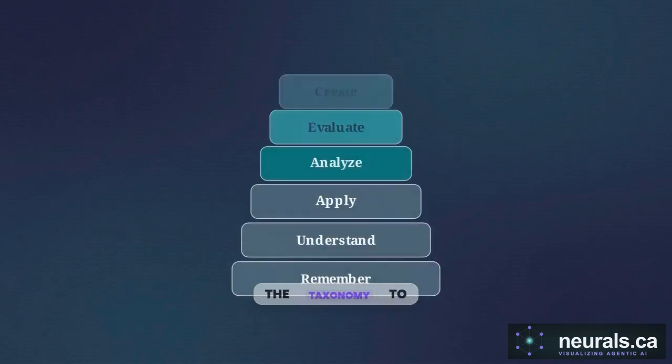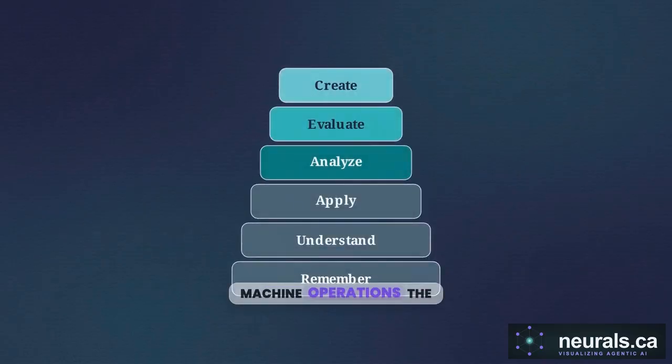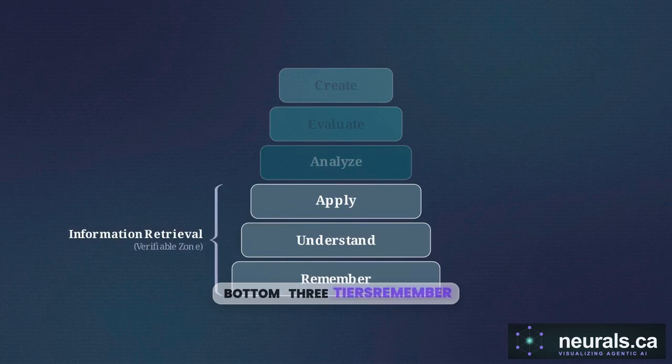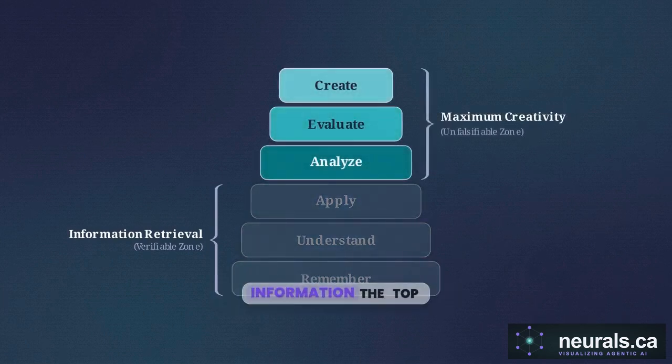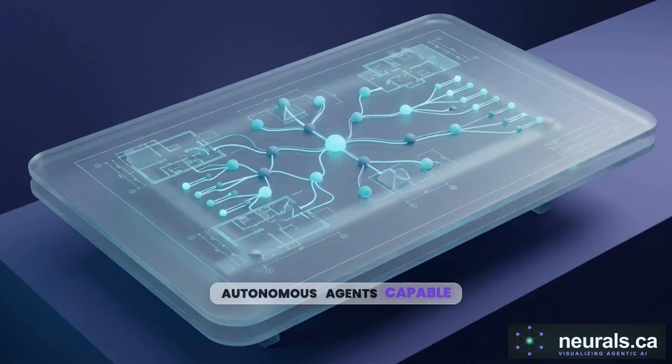This diagram maps the taxonomy to machine operations. The bottom three tiers, remember, understand, apply, represent low cognitive load, strictly retrieving existing information. The top three tiers, analyze, evaluate, create, require the system to weigh evidence and synthesize novel ideas where no single correct answer exists. Building autonomous agents capable of navigating these distinct levels requires highly specific architectures.